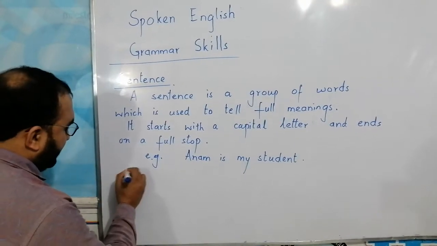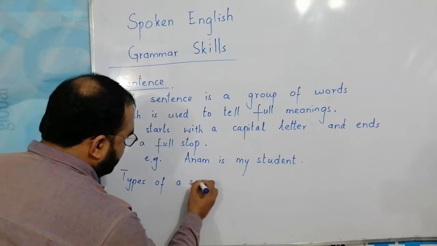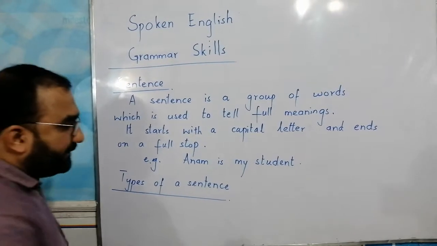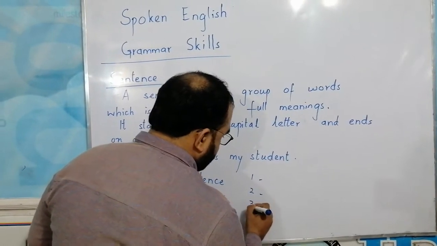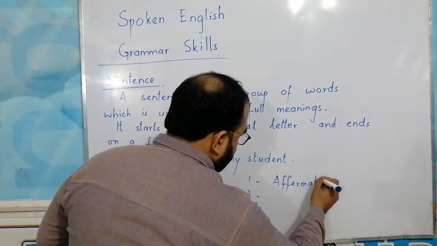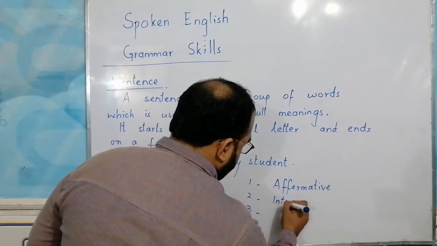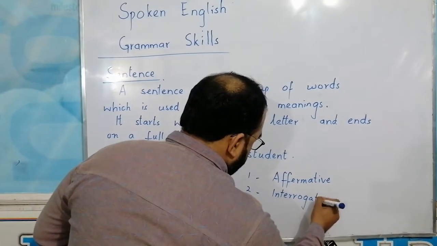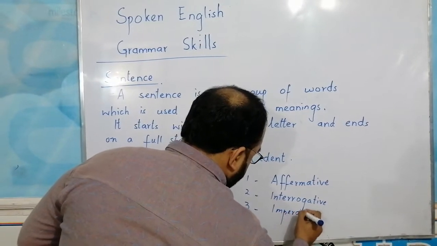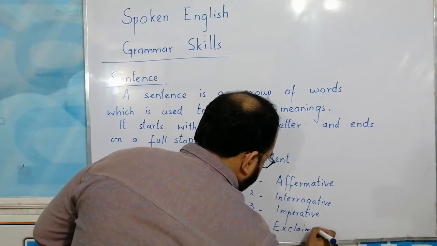Students, here then we will discuss the types of a sentence. There are 4 types of sentence. First is affirmative sentence. Second is interrogative sentence. Third is imperative sentence. And fourth is exclamatory sentence.